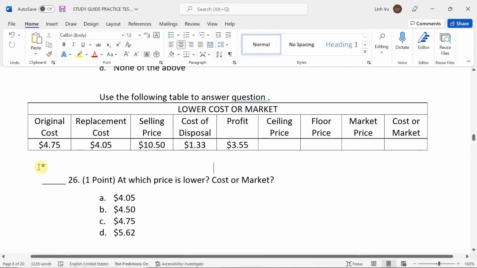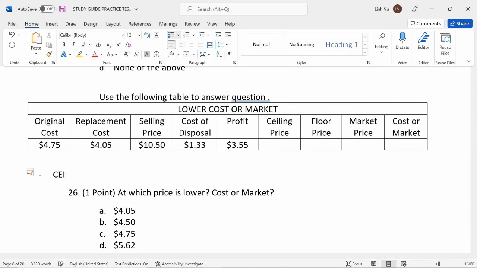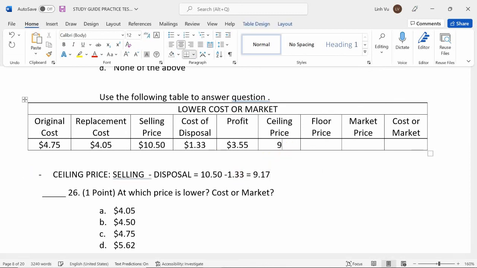How do you solve for the ceiling? It's selling price minus cost of disposal. Okay, so in this case, what is your total here? So $10.50 minus $1.33 equals $9.17. Okay, so $10.50 minus $1.33 will give you $9.17. So $9.17 is your number here.